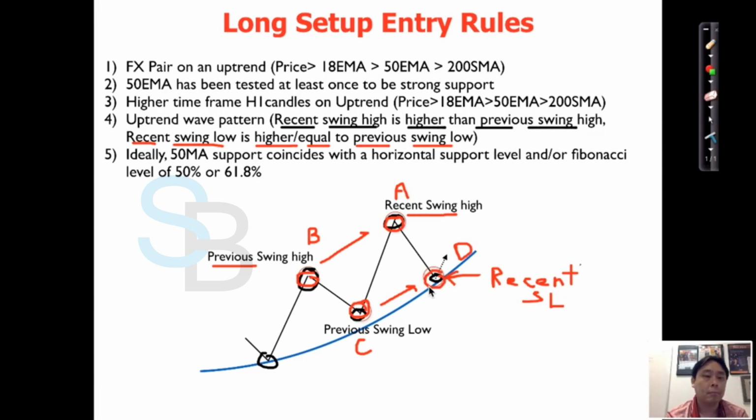Next, ideally, the 50 moving average should also coincide with a horizontal support level or a Fibonacci level of 50% or 61.8%. Now, point number 5 is not a must. It is a good to have. It's a very high probability trade. But if I do not have that, I may still enter the trade. So again, what do I mean by that? Let me explain.